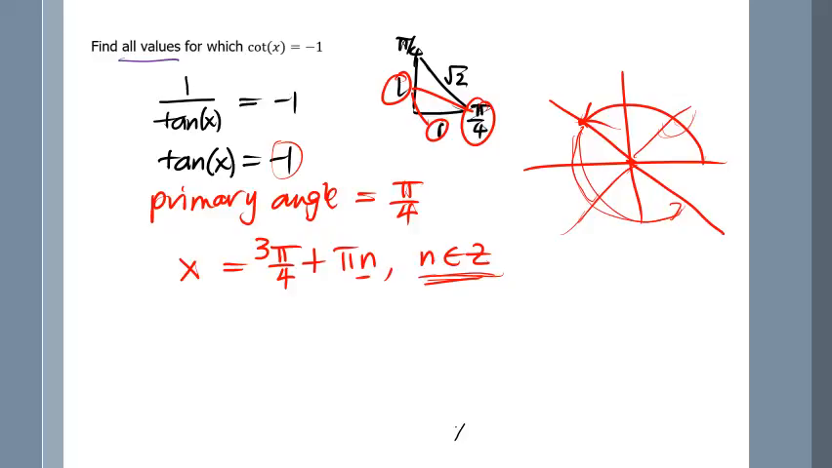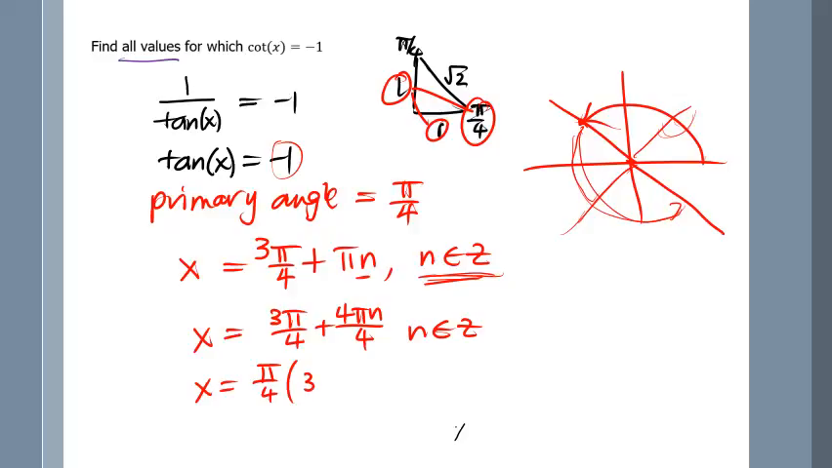Lastly, what I would probably do is rewrite x equals, I'd put them over a common factor. So I have 3 pi on 4 plus 4 pi n on 4, n is an element of z. And then I would take out pi on 4 as a common factor. So x equals pi on 4 times 3 plus 4n, n is an element of z. The reason I do that is if we needed to get a lot of solutions, it's easy to use this formula.